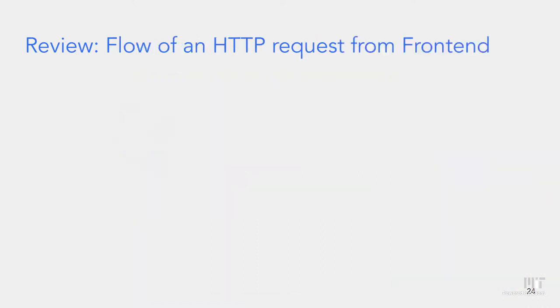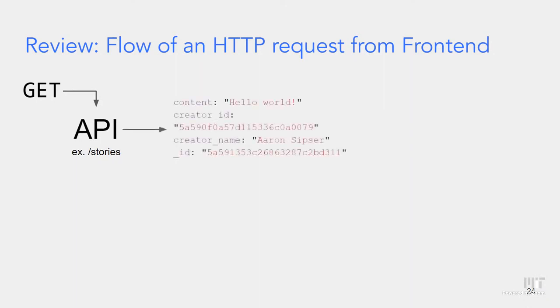And so with that, let's review the flow of an HTTP request from the front end side. Let's say we want to make a GET request from the front end, and we're making it to an API, say it's /stories. As a response, we get that data in the following format. And with this data, the front end then renders it into a component such that it's pretty in some sense. It's more readable and usable than this JSON data.